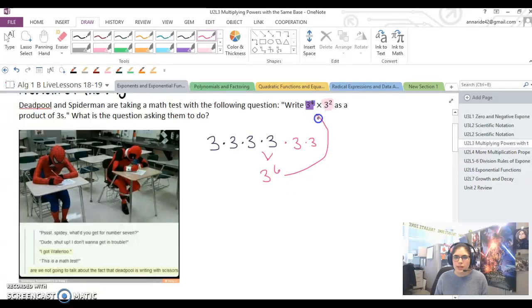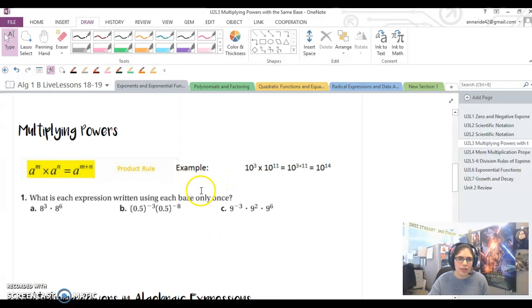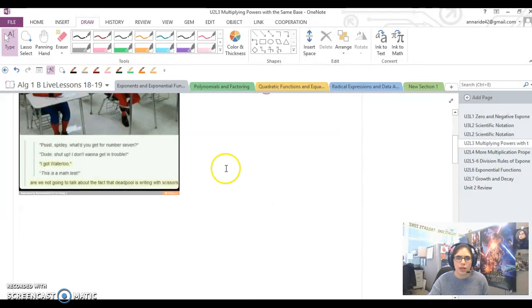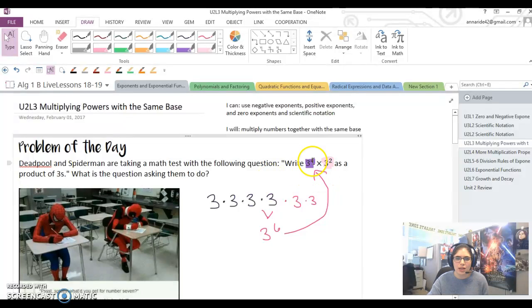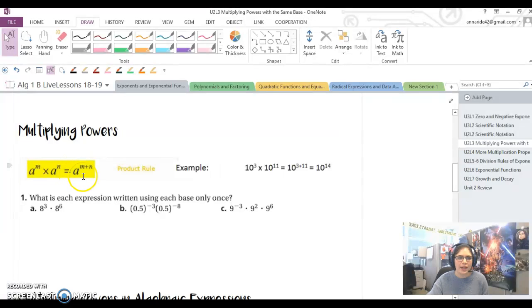And you may already see the pattern when you compare the 3 to the fourth times 3 to the second, and you end up with 3 to the sixth power. So you may already see the pattern. But if you don't, the pattern is that if you're multiplying powers with the same base, so up here we were multiplying 3 a bunch of times, as long as they have the same base, you can multiply them by adding the exponents.